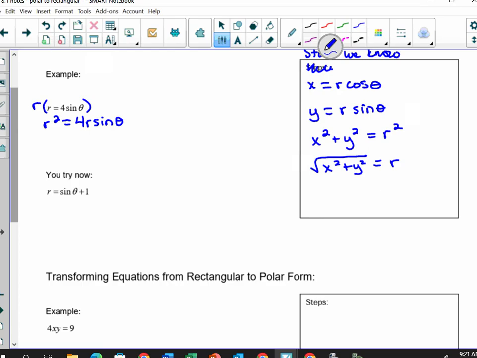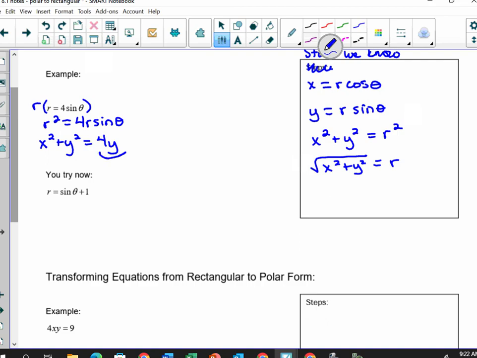We're converting to rectangular. Can I substitute for r squared? X squared plus y squared. I'm going to leave the 4 there, but can I substitute for r sine of theta? What's r sine of theta, guys? Y. Okay. All right. So technically, it's no longer polar. It's now rectangular because I've just got x's and y's. But we have to do a little more work with this because, guys, this is the equation of a circle.